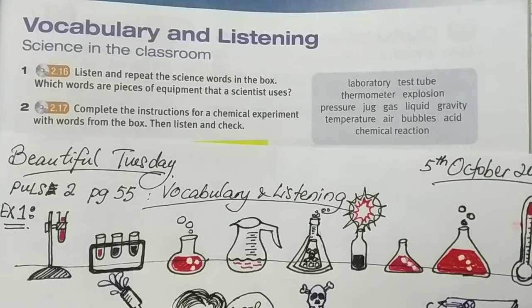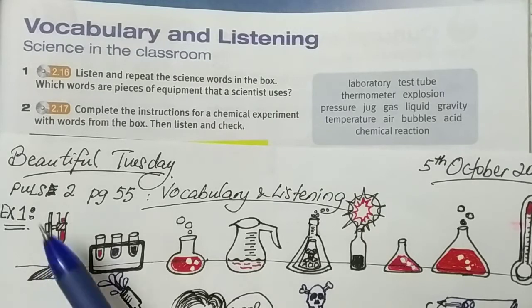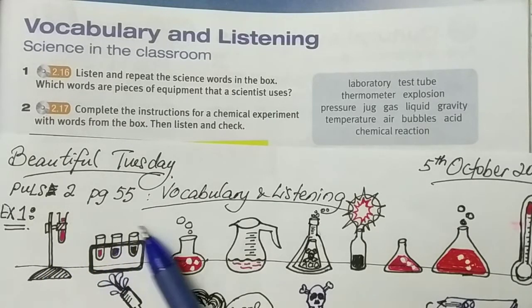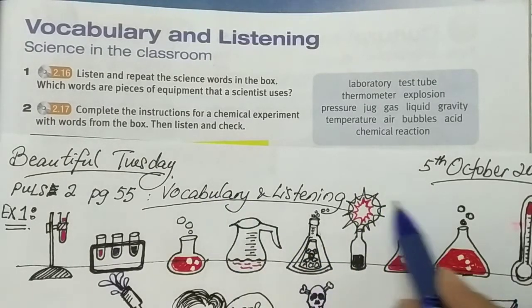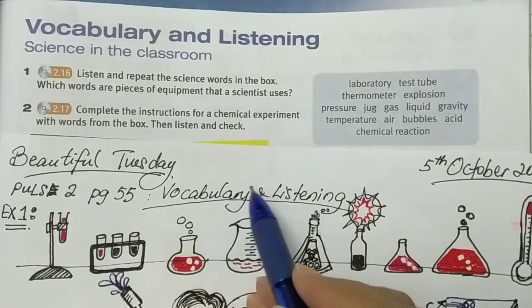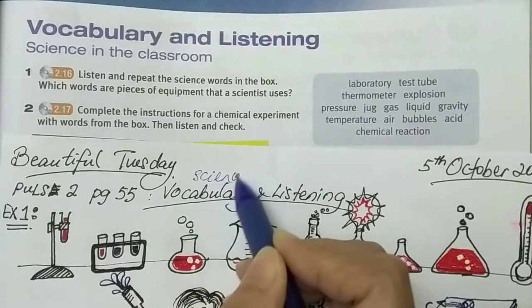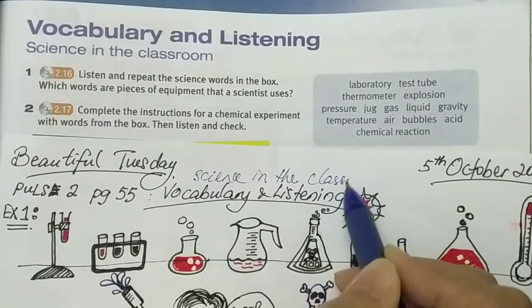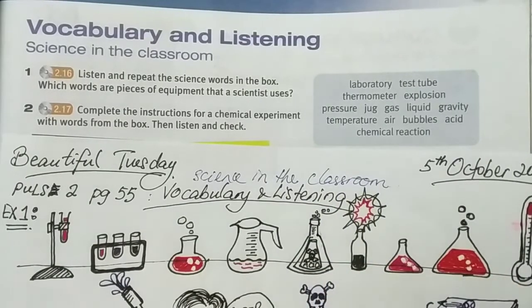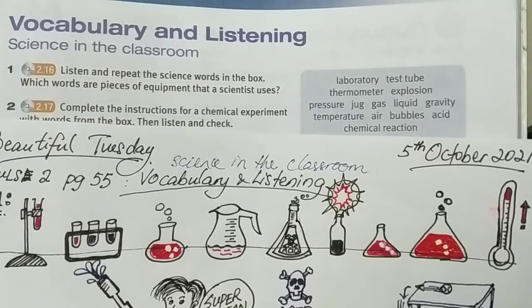Now, in your exercise book, remember to write down the day and the date. Then you write down PALS 2, page 55, and you write down vocabulary and listening. And of course, by the side here, practically there is no space, so I'll just put down science in the classroom. Yeah, I missed out that part. Now as you can see, there are a number of equipments here which I have drawn.